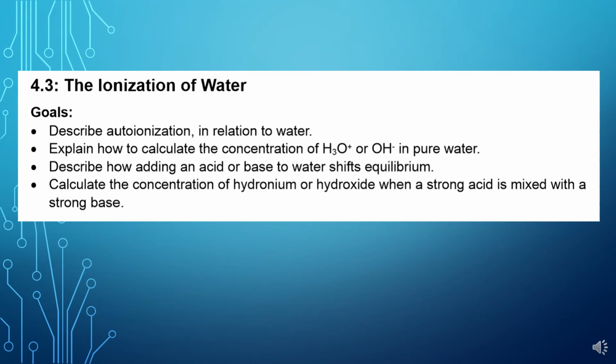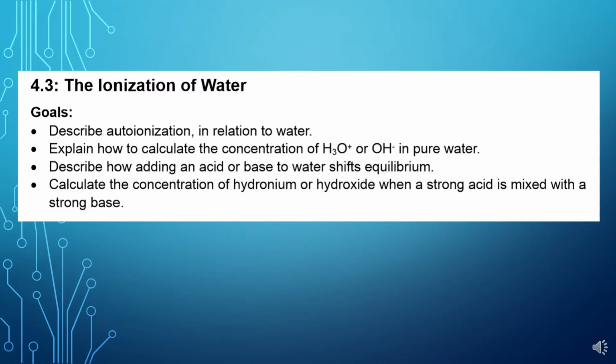All right, in this lesson, we're going to go through section 4.3, looking at the ionization of water. We've probably observed before that water is an amphiprotic substance. It can lose protons, or hydrogen ions, or it can accept hydrogen ions. Water is very special. We do most of our reactions in water, so we're going to look specifically at water today.